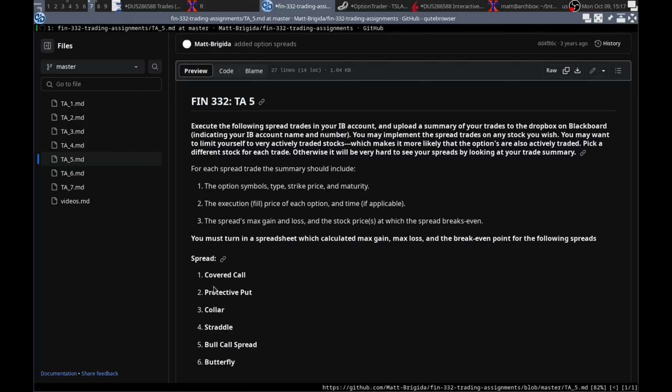But the idea is, for a protective put, just go in there, buy the stock, buy a put. For a collar, you're going to buy the stock, sell a call with a higher strike price, and buy a put with a lower strike price. So you can put these together, just trading each individual transaction separately.